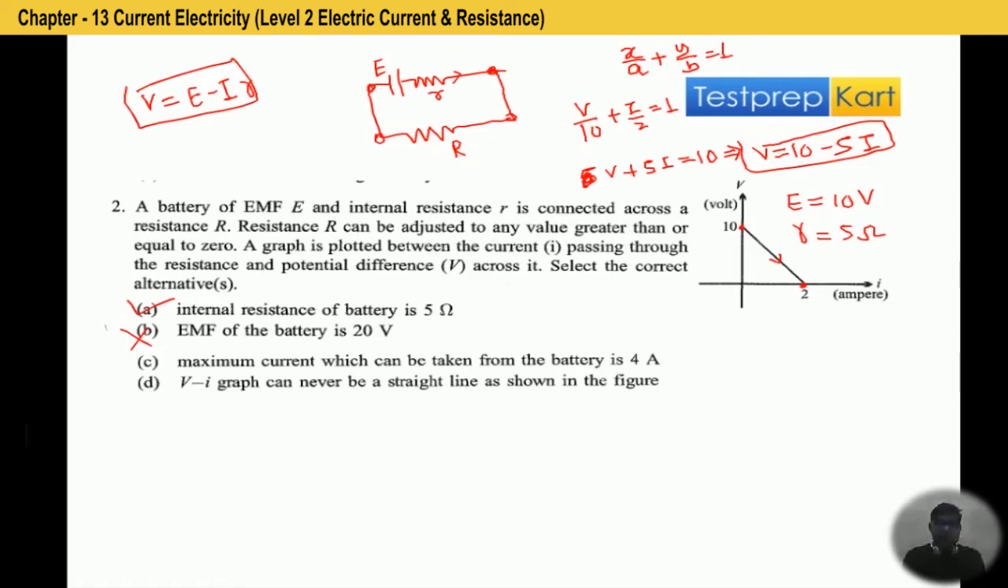Because the maximum current which can be taken out from the battery is, if we take V equal to 0, then I equals 2 ampere, as is visible from this graph, so it is not correct. Next, the VI graph can never be a straight line as shown in the figure. So definitely it is not correct. Okay, this is a violation of basic Ohm's law. So only option A is right in this question.